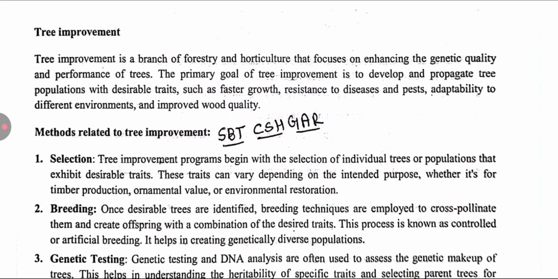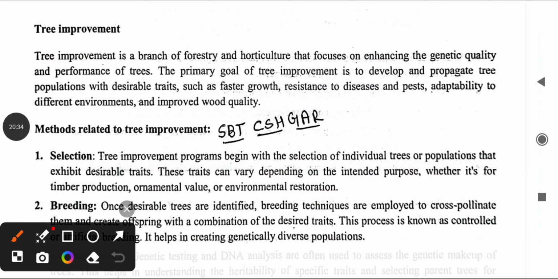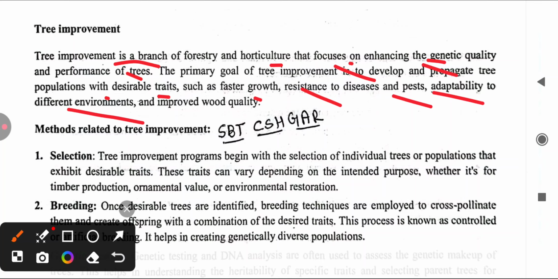Tree improvement is a branch of forestry and horticulture that focuses on enhancing the genetic quality and performance of trees. The primary goal of tree improvement is to develop and propagate tree populations with desirable traits such as fast growth, resistance to disease and pests, adaptability to different environments, and improved wood quality.